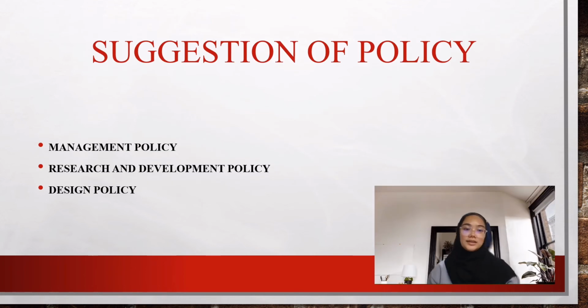For the next part, suggestion of policy. After the analysis of the Samsung Electronics case study, we suggest that Samsung implement these three policies into their system. First, management policy. Next, research and development policy. And lastly, design policy.